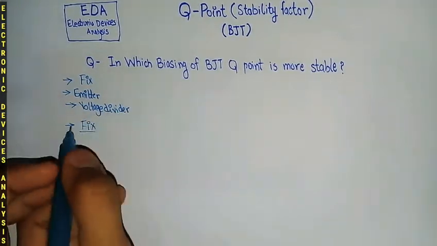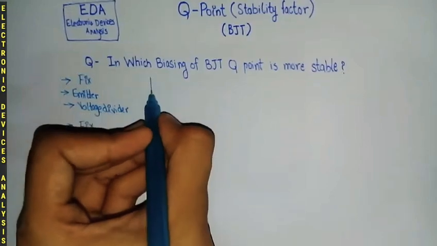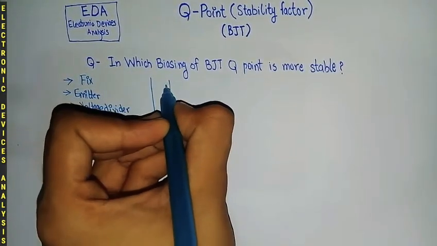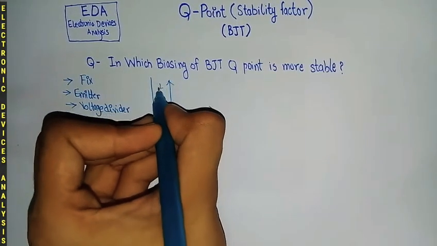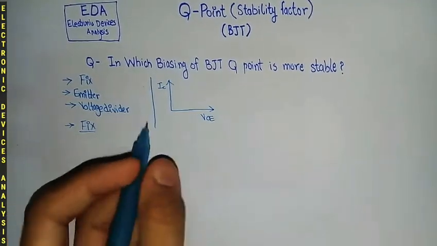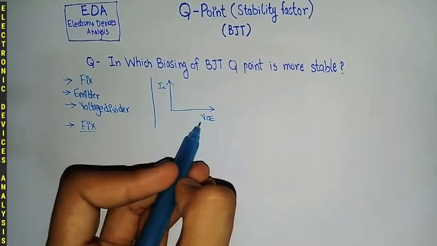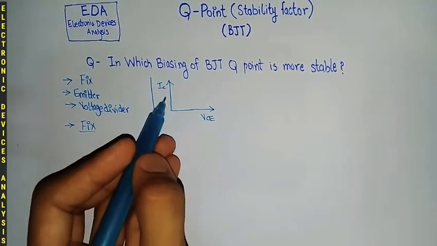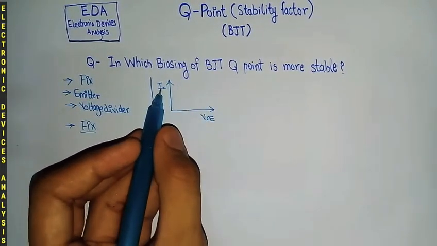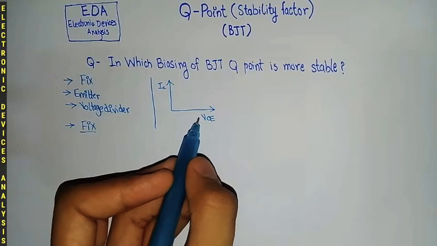Before we come to fixed biasing, first of all we see at what parameters the Q point depends. Q point depends upon two parameters because it is plotted between two parameters, IC versus VCE. So it depends upon IC and it depends upon VCE. If one of these is changed, the Q point will be changed. So Q point depends upon IC and VCE.